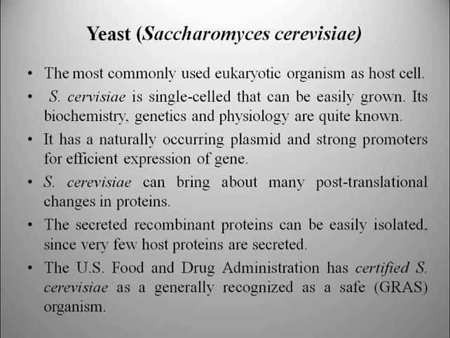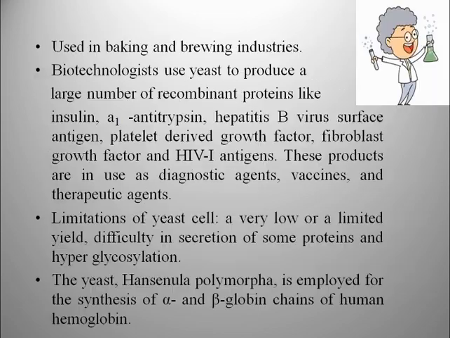Then US FDA, जो फूड एंड ड्रग एडमिनिस्ट्रेशन है, उन्होंने Saccharomyces cerevisiae को GRAS organism declare किया, that is generally recognized as safe organism. So it is used in baking and brewing industry from decades. But now biotechnologists are able to use yeast to produce a large number of recombinant proteins like insulin, alpha-1 antitrypsin, hepatitis B virus surface antigen, platelet-derived growth factor, fibroblast growth factor, HIV-1 antigen.